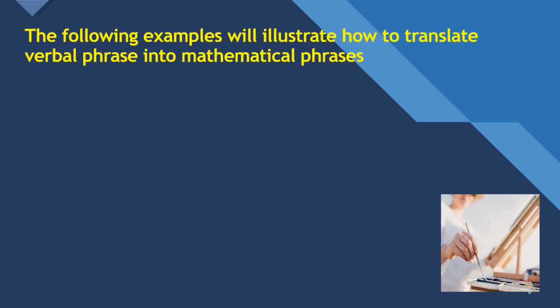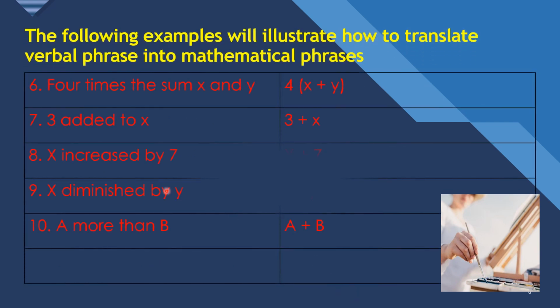So we have another examples. Number 6, 4 times the sum of x and y. So we have 4, and then we have the quantity of x plus y. Okay, naka-close in parenthesis yung x and y. And then 3 added to x, of course, 3 plus x. X increased by 7, so x plus 7. And x diminished by y, that means x minus y. A more than b, that means a plus b.